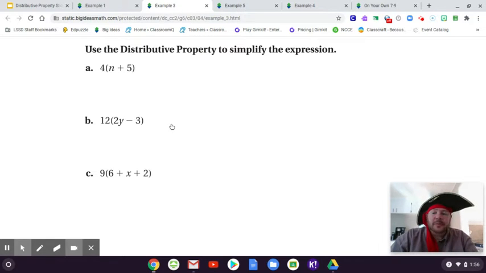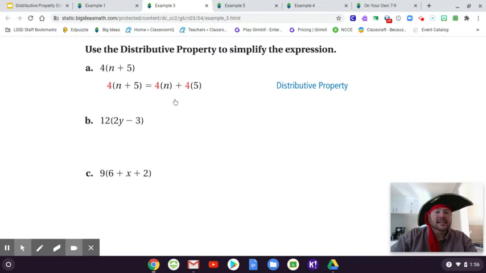You can also use the distributive property when you don't know what things are. So this is the second part where you use the distributive property not just for mental math, but to simplify algebraic expressions. So here we have 4 times the quantity n plus 5. We have to distribute the 4 times the n. We also have to distribute the 4 times the 5. So we do 4 times n, and we do 4 times 5, and we add them together because that's a plus sign right there. So 4 times n, you can just write as 4n. 4 times 5 is 20.